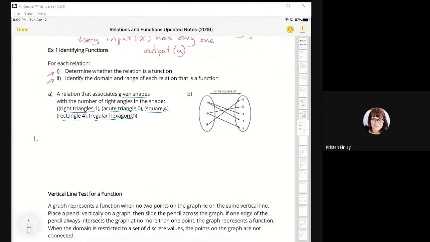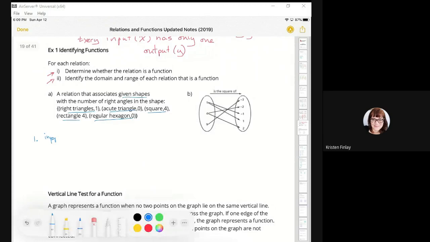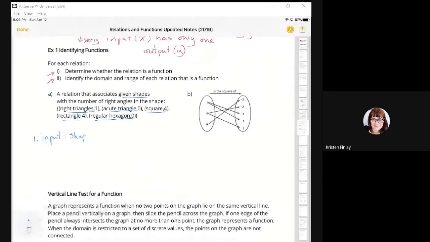If we're taking the shape as the input, sorry, I'm going to erase that and make that prettier. I'm really going to do it this time. So if the input is the shape, the output is the number of right angles, okay? And I only have one relationship for each shape. That number doesn't change. So we would say that number 1 is a function.